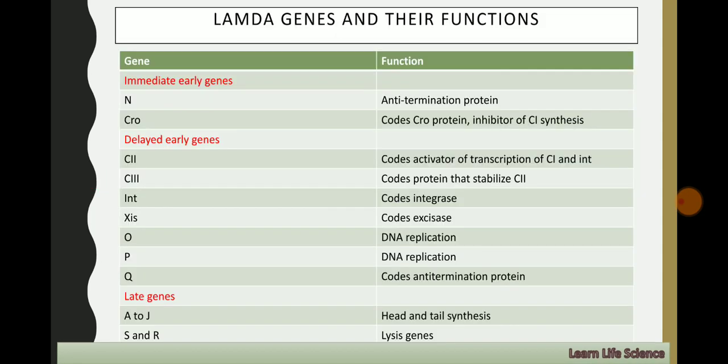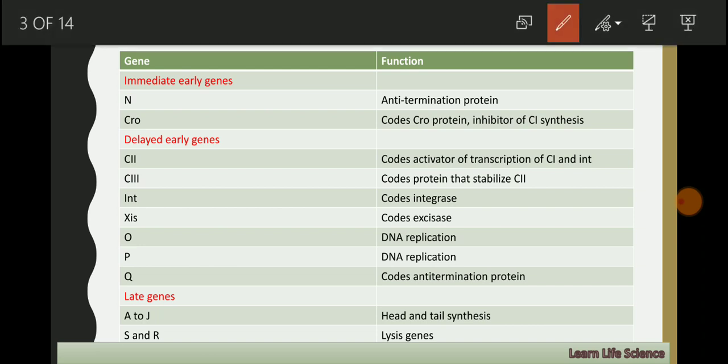so these are some of the genes that are present on lambda bacteriophage genome, and it is going to be very easy for you to remember as we will move further. Okay, so the genes are divided according to their time of expression. For example, there is immediate early genes that is going to be firstly expressed, then delayed early genes which is going to be expressed in the presence of immediate early genes, and lastly there will be expression of late genes which is going to be expressed in the presence of delayed early genes. So let's look at one by one.